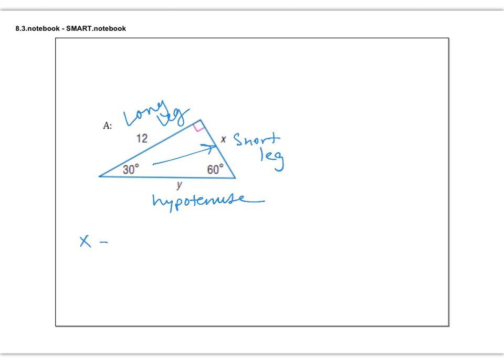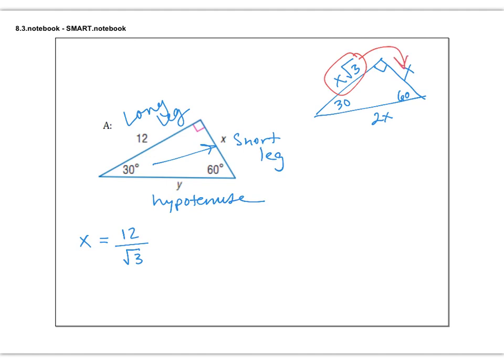So if we know the long leg and we want to work backwards and find the short leg, think about your 30, 60, 90 triangle. The short leg, if that's x, the long leg is x times root 3, and the hypotenuse is double whatever the short leg is. So what I would do is I would take that long leg, that 12, and divide it by root 3 to work backwards. You're going to divide it by root 3 to get rid of that root 3 so that you can just have plain x.